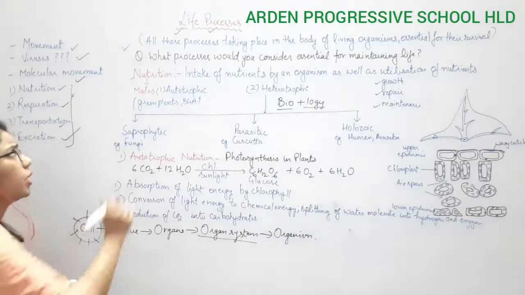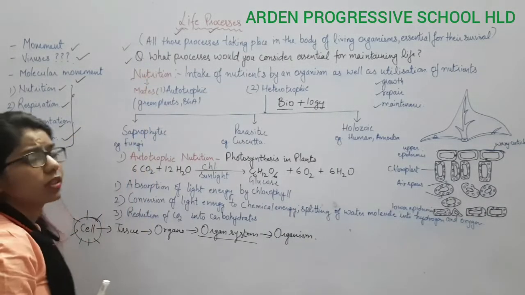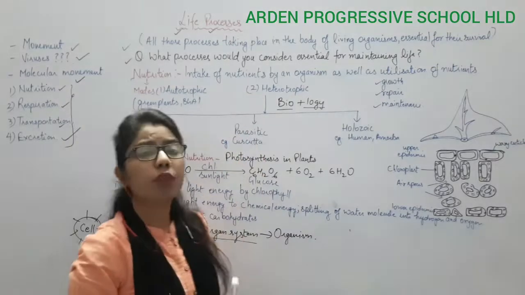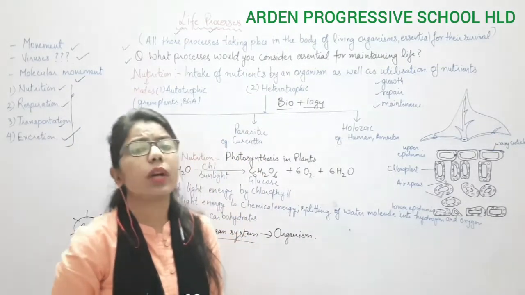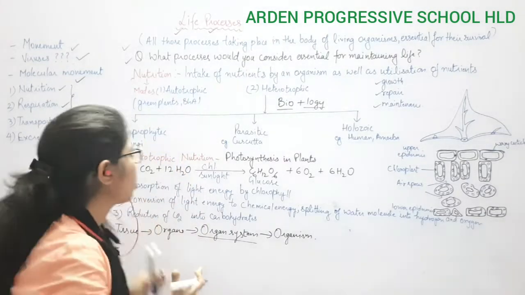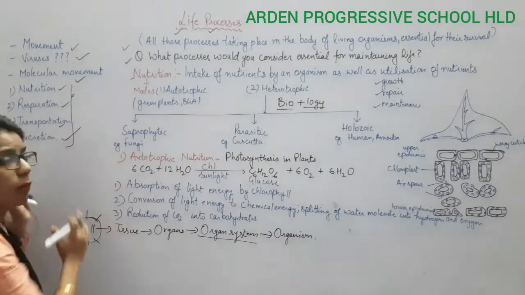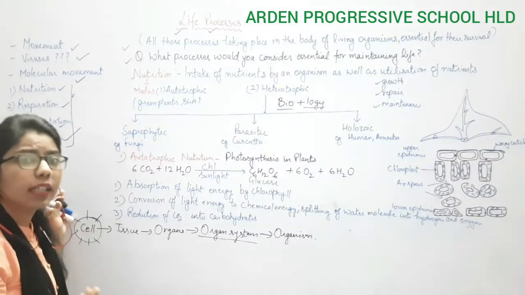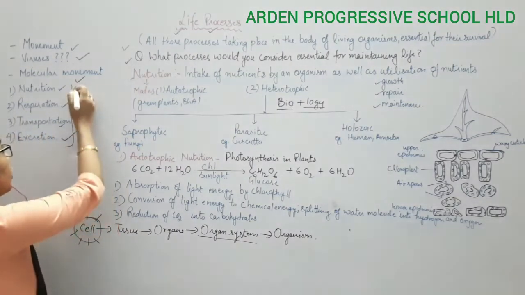So there is one question in your NCERT also: what process would you consider essential for maintaining life, right? So right now we have discussed what is required for our body. All these processes are required for our body. For what? For maintaining life, to sustain life. So what will be your answer?